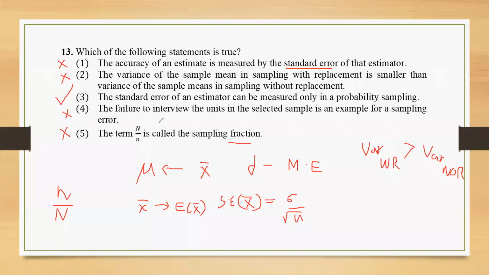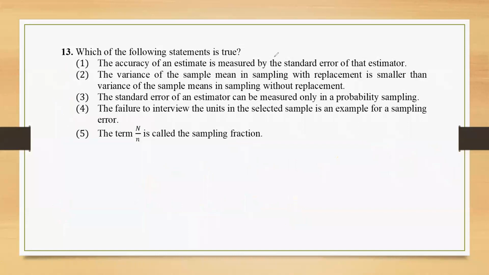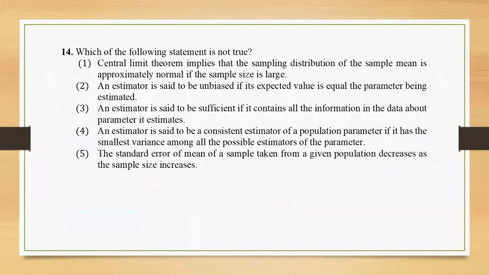So therefore, the third one is the correct one. Right? It is easy, right? You can identify the third statement as the correct one. Right. Let's move to the next question. 40th. Which of the following statements is not true? So here you need to select the statement that is incorrect.